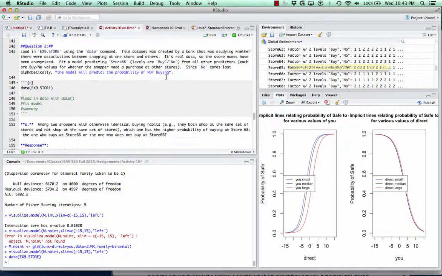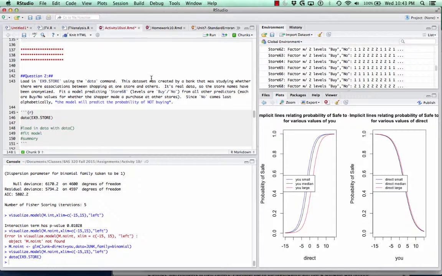And so we're actually going to try to predict the probability of buying in store 68. Unfortunately, our level of interest in this case, the one that comes last alphabetically, is no. So our model is actually going to be predicting the probability of not buying. So we have to be a little careful in the interpretation.